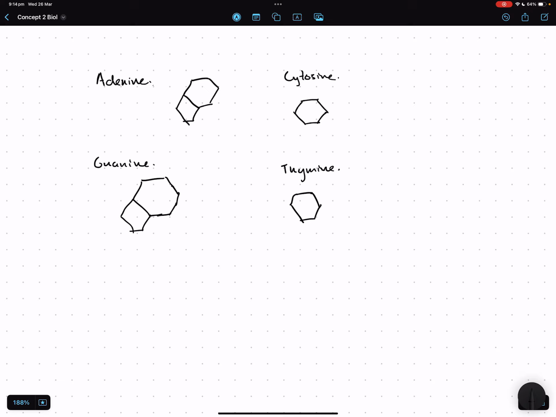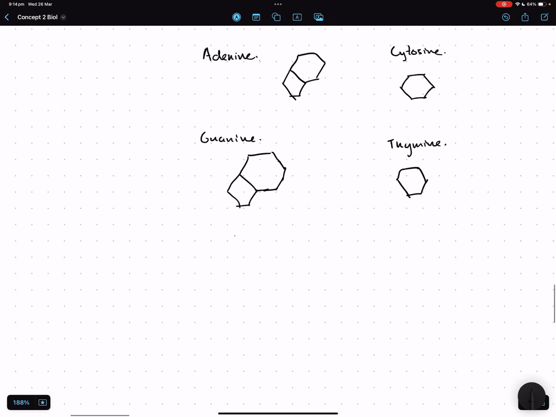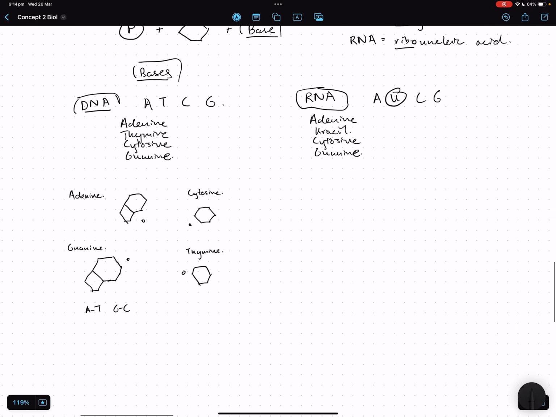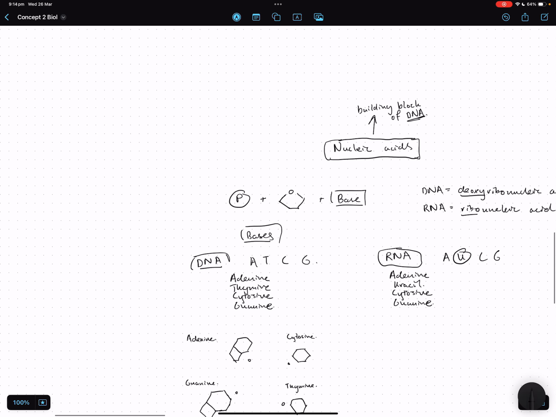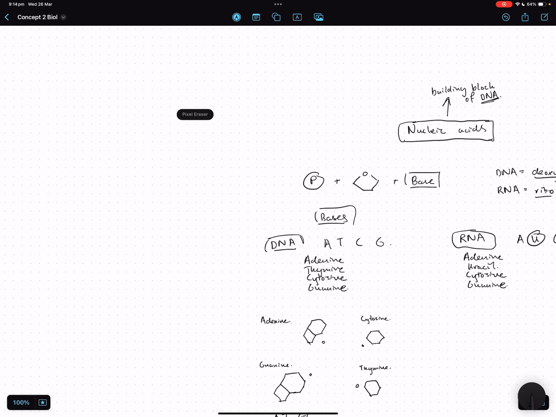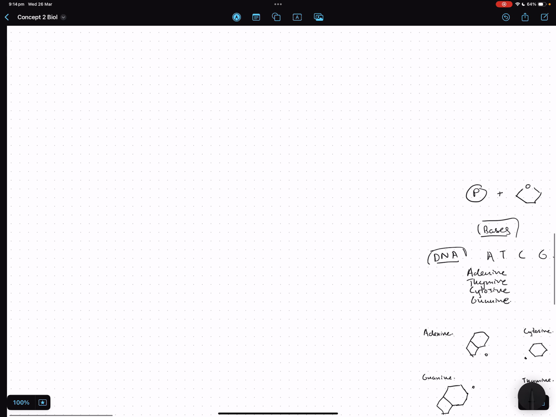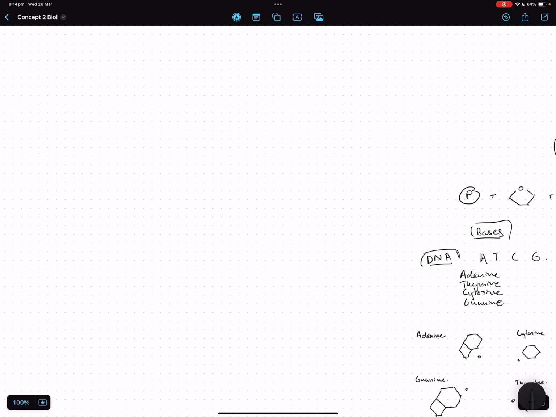So the way they link is A to T, G to C. So you have a ring, double ring to a ring, and double ring to a ring. And this is what we'll talk about. So this nucleic acid forms into DNA. So DNA is a molecule, right? And it's like a phosphorus. Then there's this sugar.